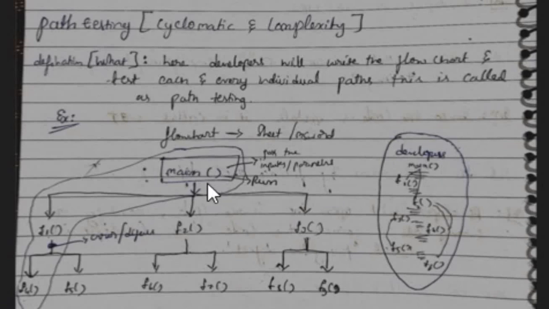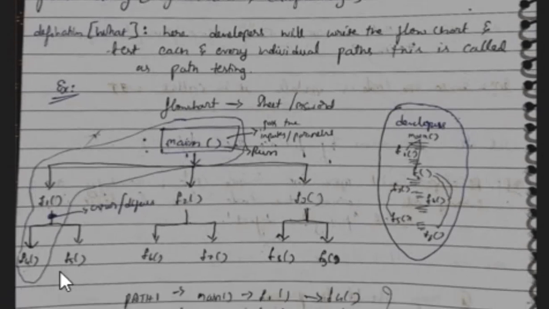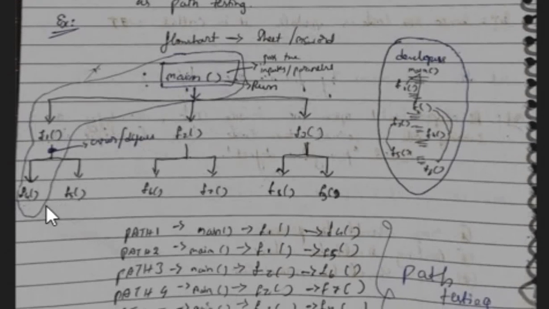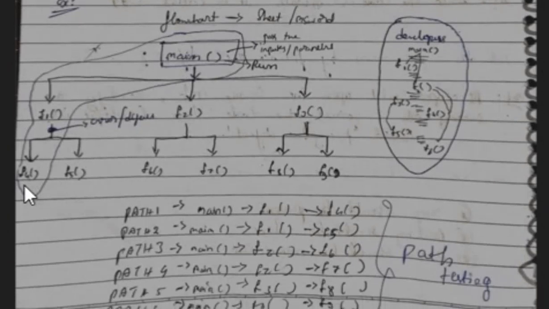For example, let me take this as a main function. For that, I created 3 subfunctions, and for those 3 subfunctions, I created 9 children. Suppose let me take this one, f1. Under that f1, the f4 child has a condition that is wrong. So how will the developer go? First, the developer will go to the main function. After that f1, and through the f1 function, he will go to f4.